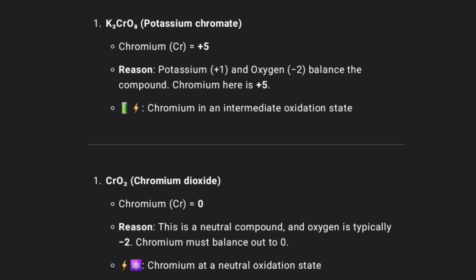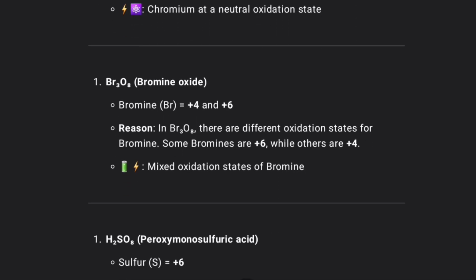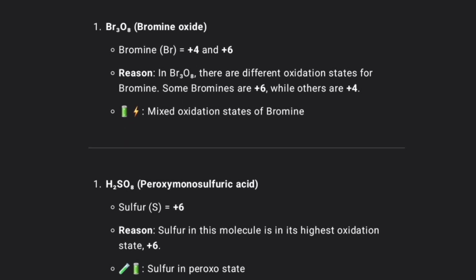Chromium in an intermediate oxidation state. 4. CrO2, chromium dioxide, chromium Cr equals 0. Reason: this is a neutral compound and oxygen is typically -2. Chromium must balance out to 0. Chromium at a neutral oxidation state. 5. Br3O8, bromine oxide, bromine Br equals +4 and +6. Reason: in Br3O8, there are different oxidation states for bromine. Some bromines are +6, while others are +4. Mixed oxidation states of bromine.